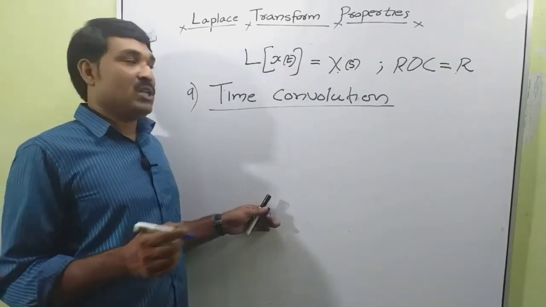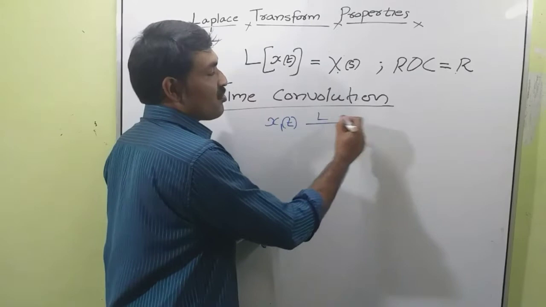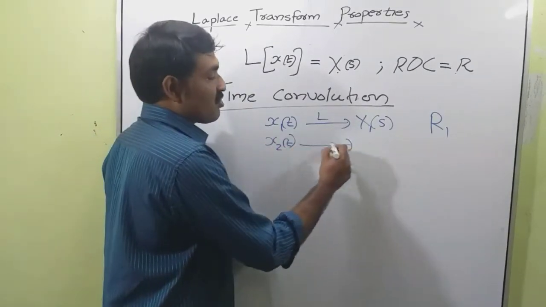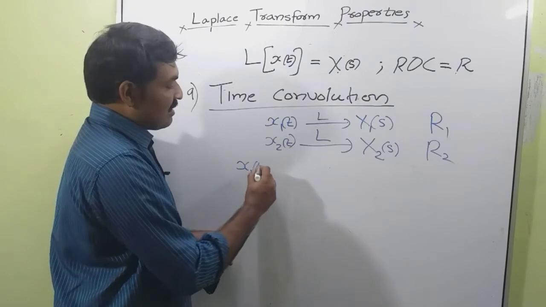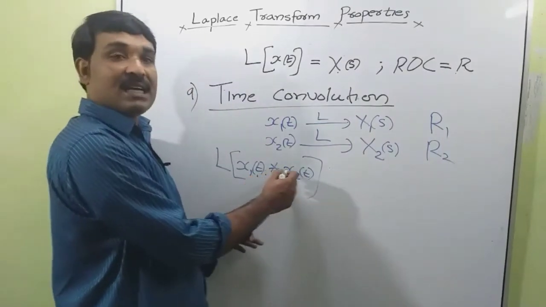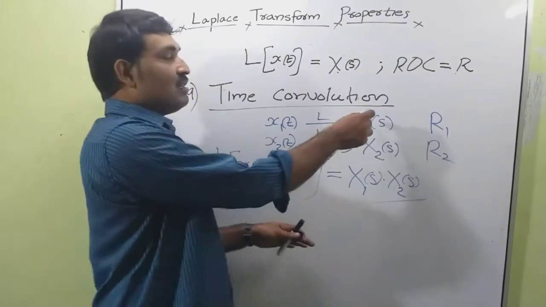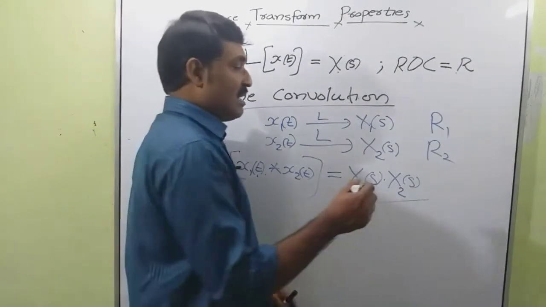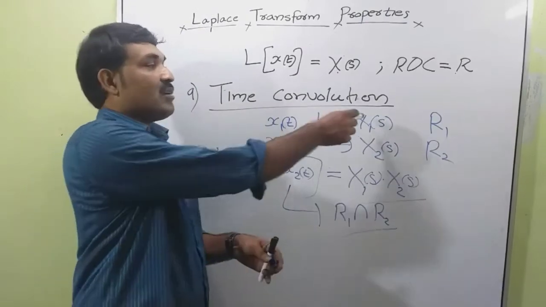The next property is time convolution. If x1(t) and x2(t) are both Laplace transformable, that is, the Laplace transform of x1(t) is X1(s) with ROC R1, and x2(t) is also Laplace transformable with Laplace transform X2(s) and ROC R2, then we want to find the Laplace transform of x1(t) convolved with x2(t). It is equal to X1(s) times X2(s), the multiplication of these two. That is, convolution in the time domain is equal to multiplication in the Laplace domain, and the ROC of this signal is R1 intersection R2, the intersection of the ROCs of X1(s) and X2(s).